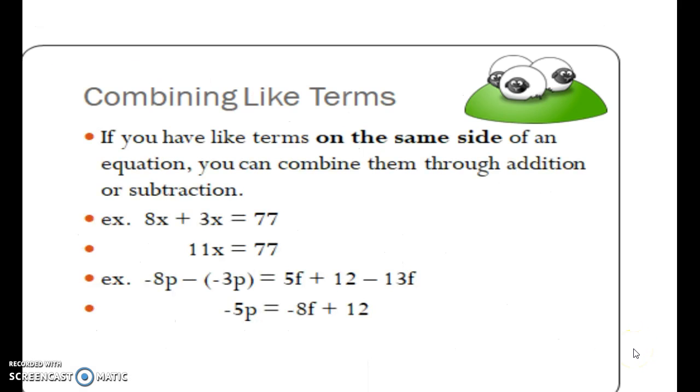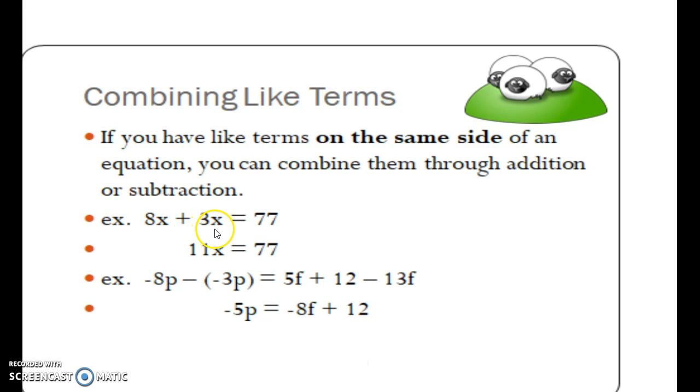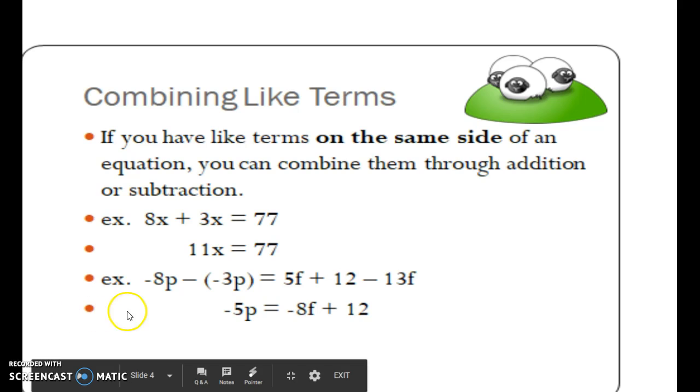All right, so when you start combining like terms, if you have like terms on the same side of an equation, the equal sign, you can combine them through addition and subtraction. So right here we have an example, 8x plus 3x. We can combine those to make 11x equals 77, and you just bring that number down, that stays the same.